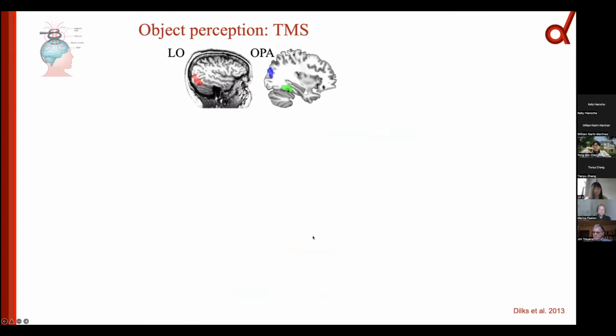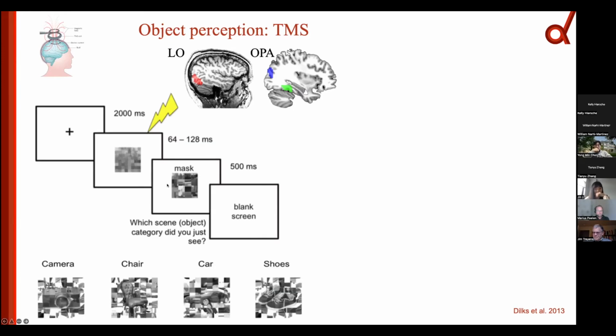And it's not just neuroimaging that shows that these regions activate to these stimuli. They are also causally involved in discriminating different objects or scenes. So there's been this TMS study that we'll get back to later, so I'll explain it here. This is a study by Dilks and colleagues where they stimulated the object-selective cortex and the scene-selective cortex in different trials while participants were recognizing either objects or scenes. So here you see their paradigm.